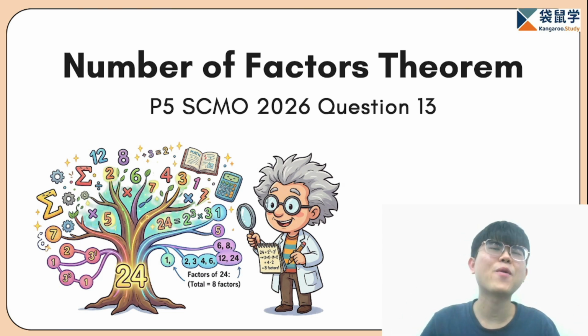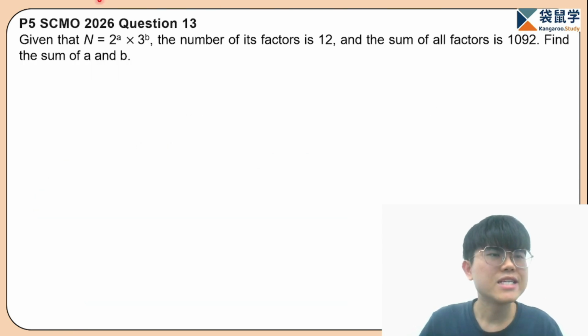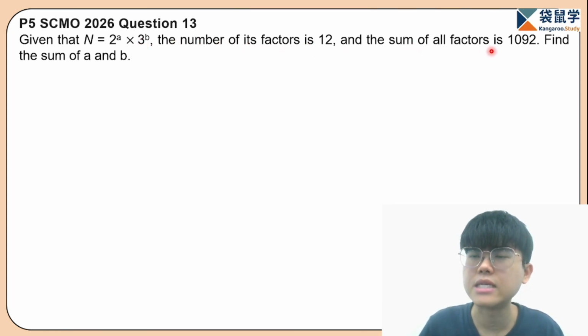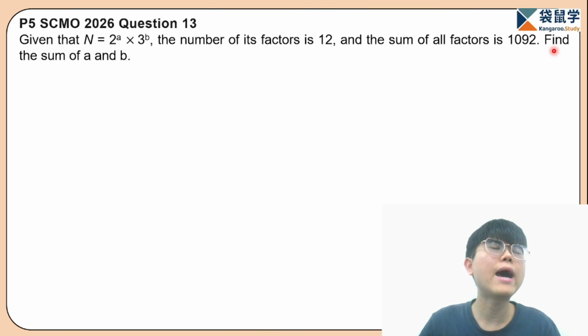Today, I would like to talk about a question from SCMO 2026, which is about the number of factors theorem. Let's have a look. Given that n is equal to 2 to the power of a times 3 to the power of b, the number of factors is 12 and the sum of all factors is 1092. We are asked to find the sum of a and b.